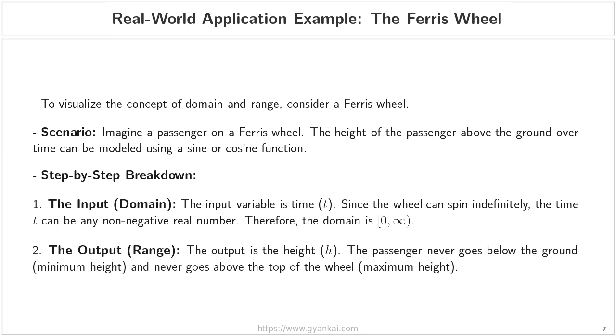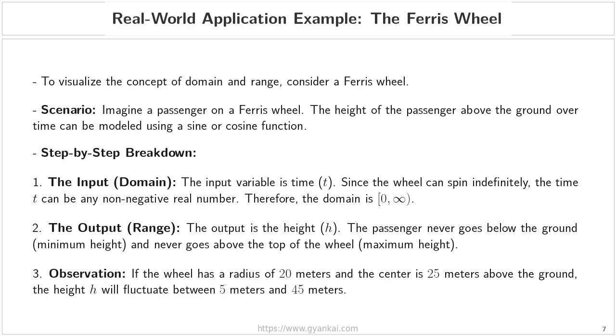Next, let's look at the output, which represents our range. In this case, the output is your height, denoted by the letter h. Physically, you cannot go below the ground, and you cannot go higher than the very top of the wheel. This means your height is restricted to a specific set of values. To make this more concrete, let's look at a specific observation.